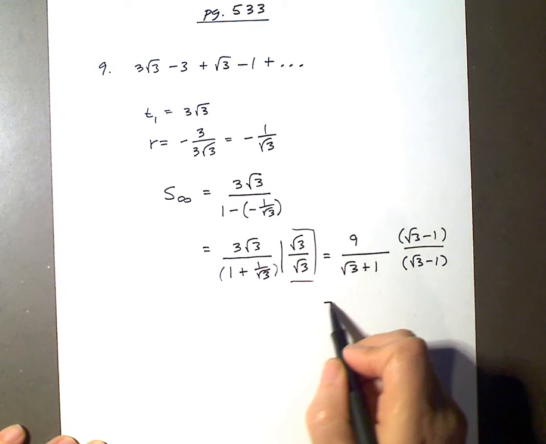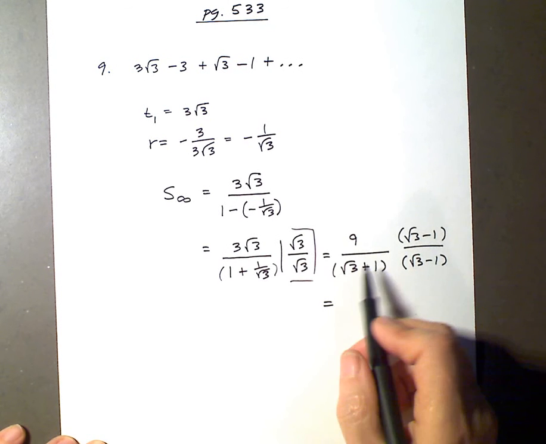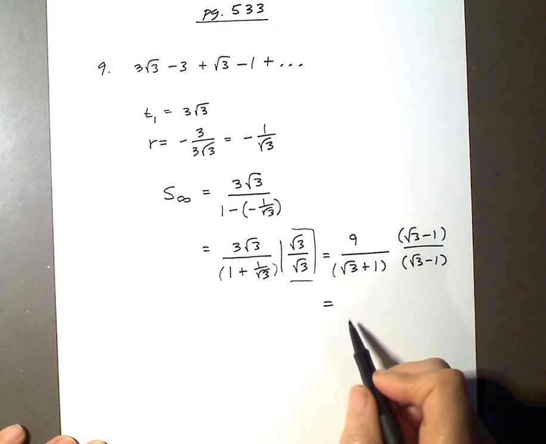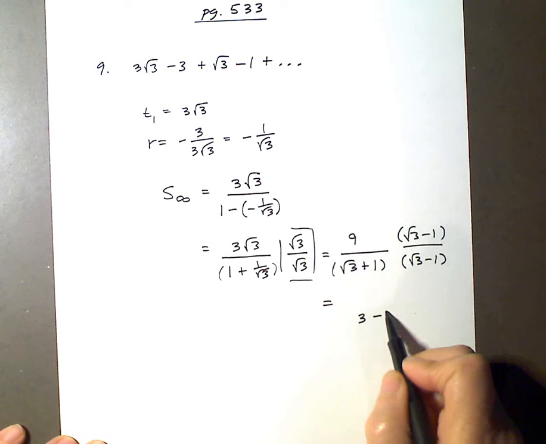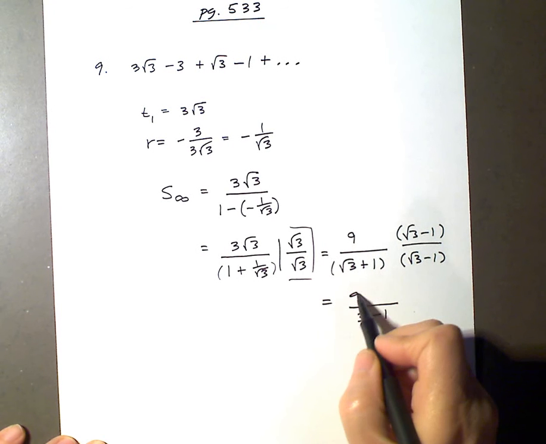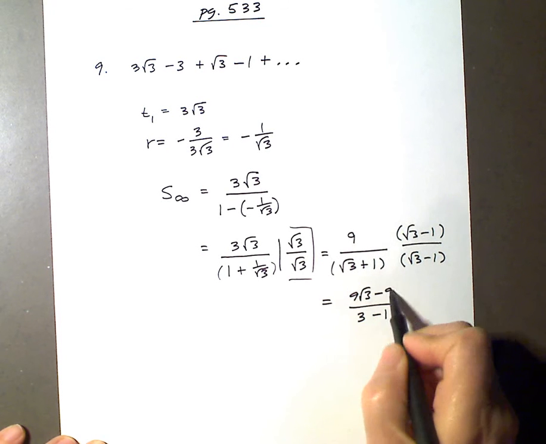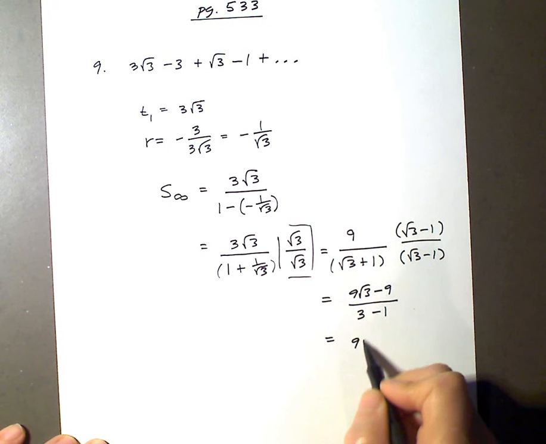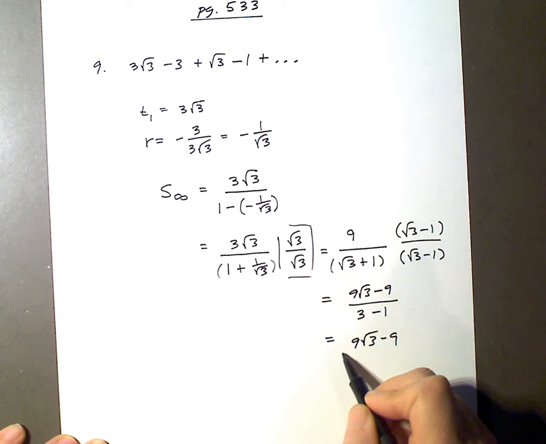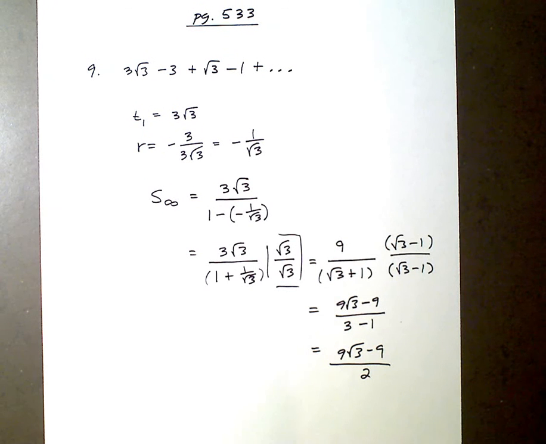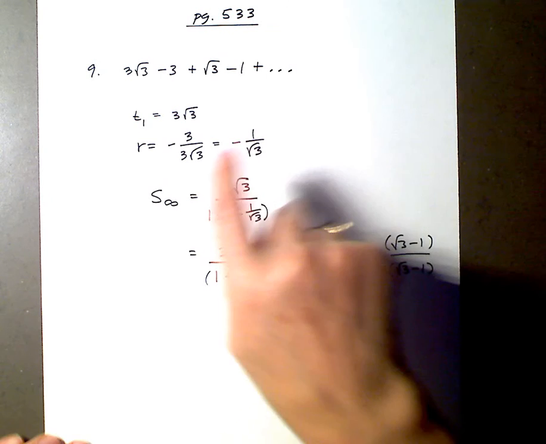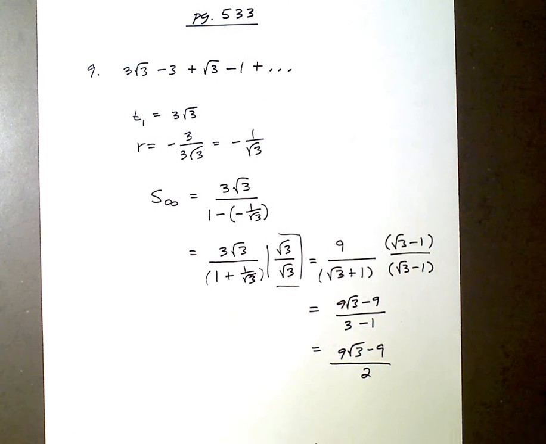So in the denominator, I'll have the square root of 3 squared, which is 3, minus 1 squared. And in the numerator, I'll have 9 root 3 minus 9. So I get 9 root 3 minus 9 all over 2. And that would be a simple expression of the sum that this list of numbers converges to.